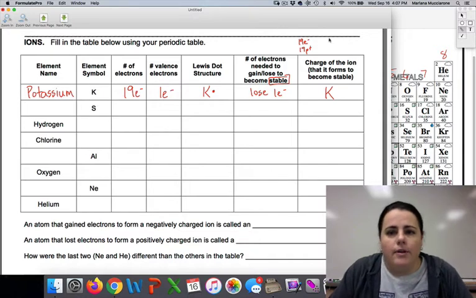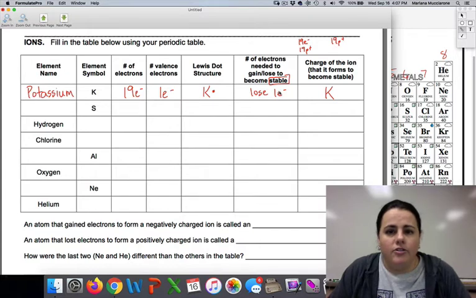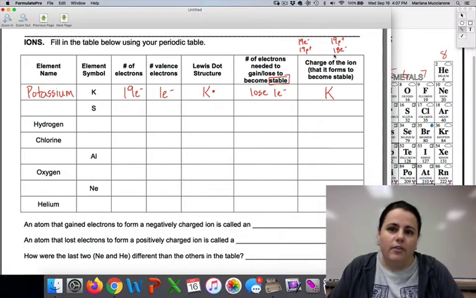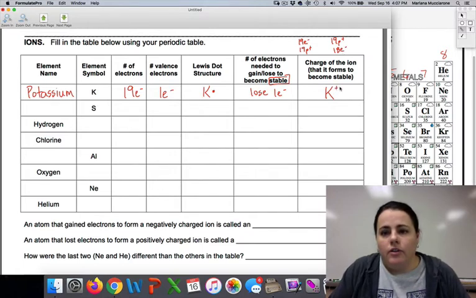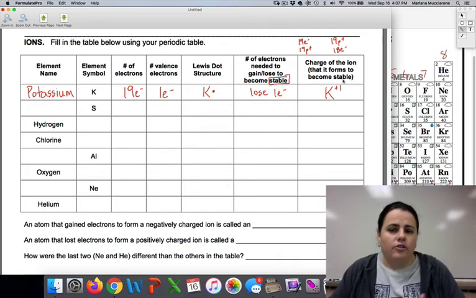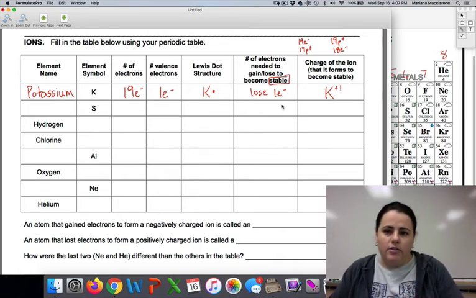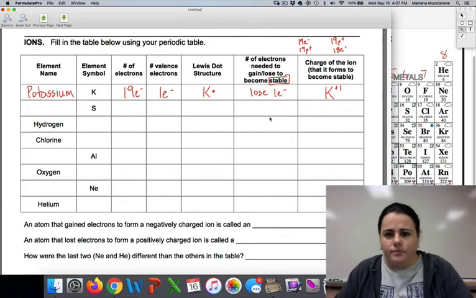But now what's happened is that we actually will always have 19 protons, because that makes potassium potassium, but I just lost 1. So if you lose 1, you're down to 18 electrons, and I have 19 positives and 18 negatives. So overall, I have 1 more positive proton. So this gets a +1 charge. Now, you don't have to put the 1, it's assumed, but I like to put it just to make sure you know what you're doing.